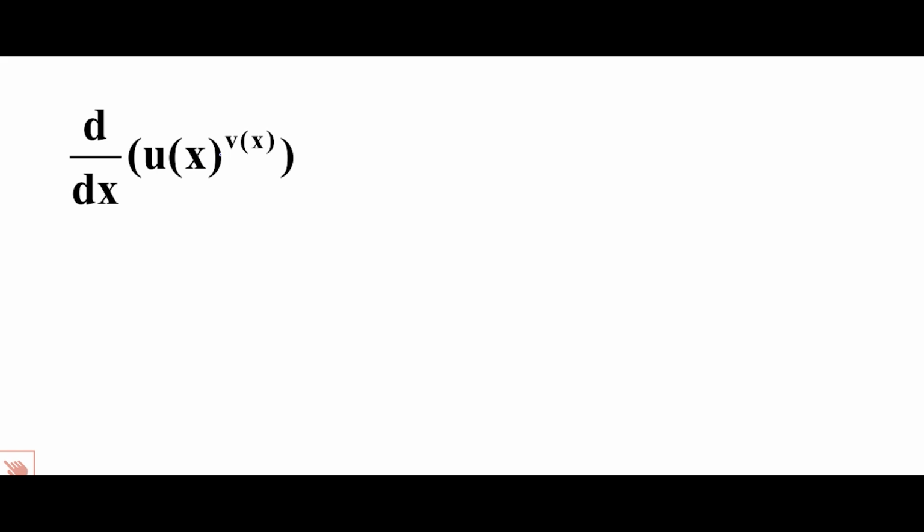Today we'll differentiate u to the power of v, where u and v are functions of x. We start by taking the natural log of both sides to bring the exponent down, and then we differentiate. So if y is equal to u to the power of v, we first take the natural log of both sides to bring the exponent down. So we have ln of y is equal to ln of u to the power of v.